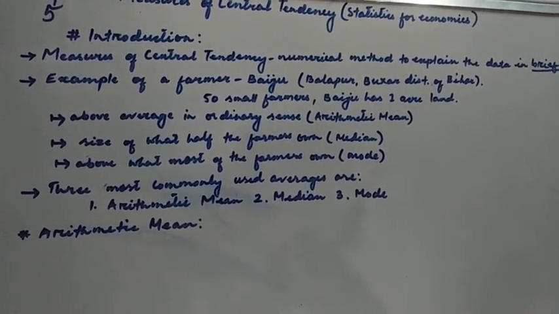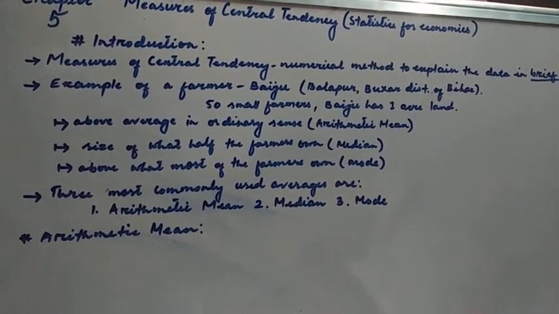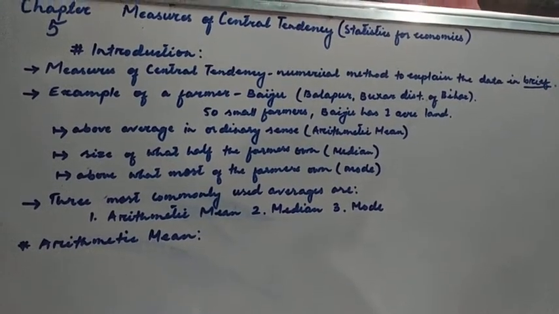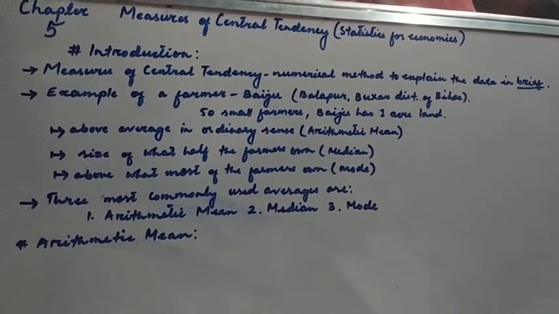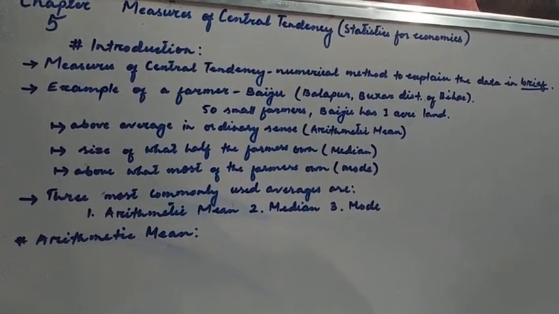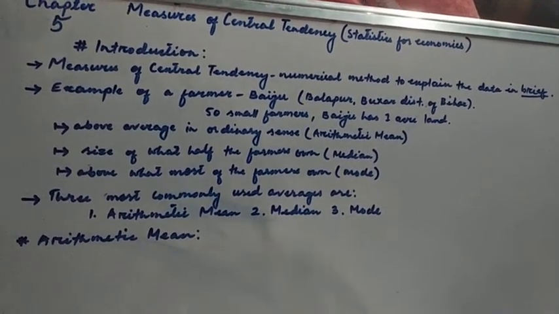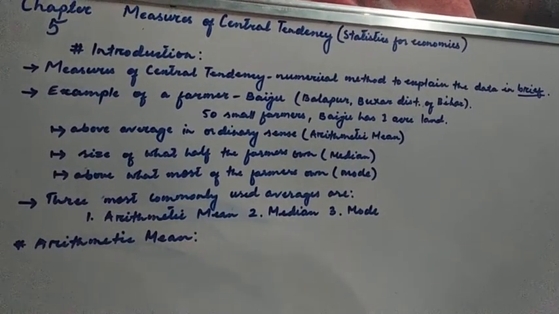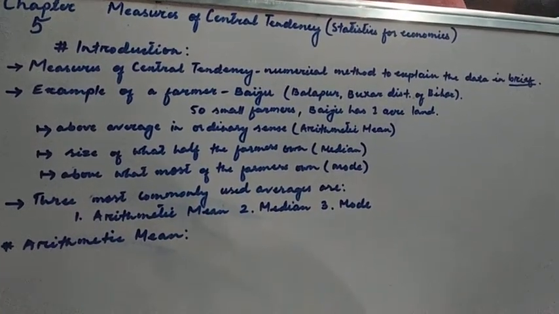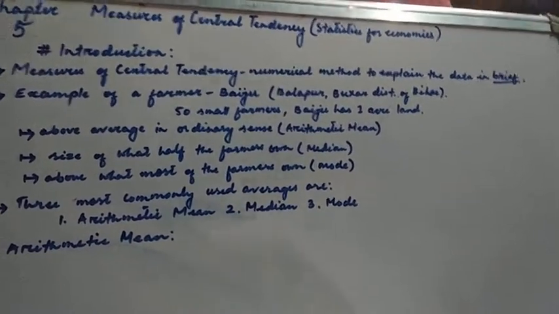Under arithmetic mean, we have classified into 2 again, that is for ungrouped data and for grouped data. How is arithmetic mean computed for ungrouped data? We use the direct method, the assumed mean method, and also certain other methods, that is the step deviation method. So basically we have to discuss 3 methods under arithmetic mean, that is direct method, assumed mean method, and step deviation method. That is for ungrouped data.